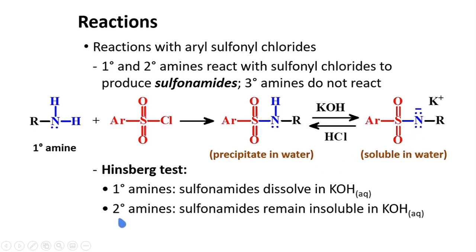In the case of secondary amines, the sulfonamides remain insoluble upon addition of potassium hydroxide. If you start from a secondary amine, the product will not have this hydrogen. Instead, it will have an alkyl group. Even if you add potassium hydroxide in this case, you will not form a salt that will dissolve in water.